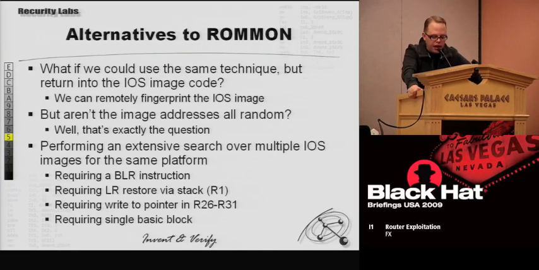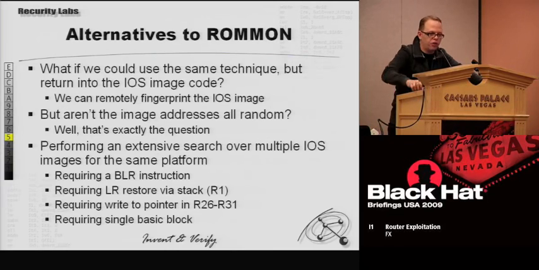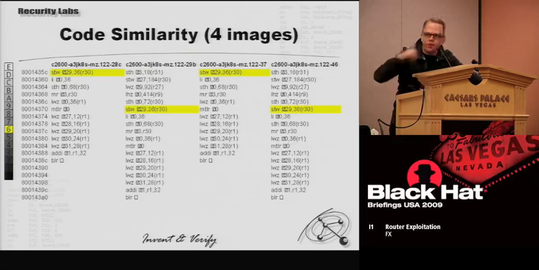And looking for, well, so I need a BLR instruction, right? Like a return from a function. I need the link register to be restored from the stack. I need an arbitrary memory write based on a high register value, and that all has to be in the same basic block because it's not supposed to branch somewhere, right? And then you come out with this. You see, it's kind of messed up, sorry for that.